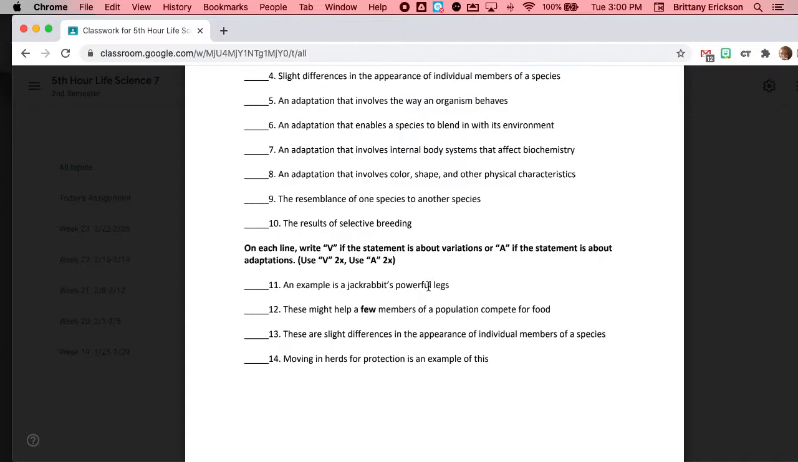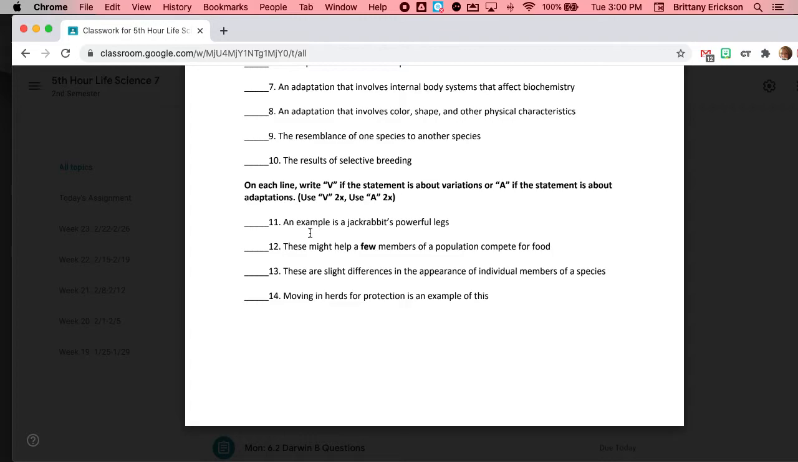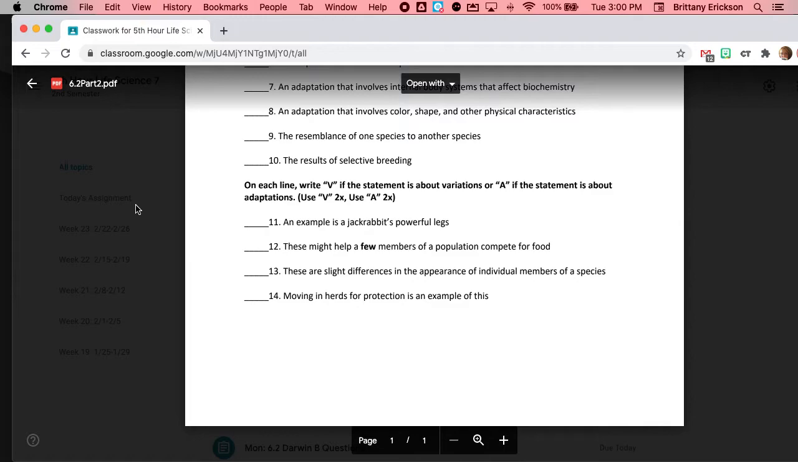All right, here's the assignment, matching the vocab terms. Each term's used once. And then down here, you tell me whether or not it's a variation or adaptation. Remember, variations occur in just a few individuals. Adaptations, the entire species has it. What page is it? Page 199 would be a good place to start. Okay.